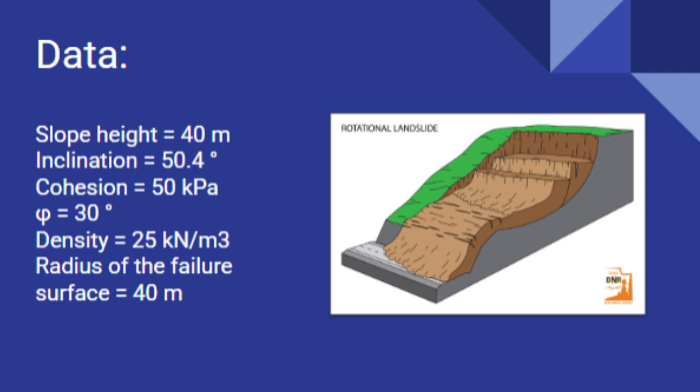Now, let's look at the data of our problem, which is as follows. Slope height, 40 meters. Inclination, 50.4 degrees. Cohesion, 50 kilopascals. Internal friction angle, 30 degrees. Soil density, 25 kilonewtons per cubic meter. And radius of the failure surface, 40 meters.